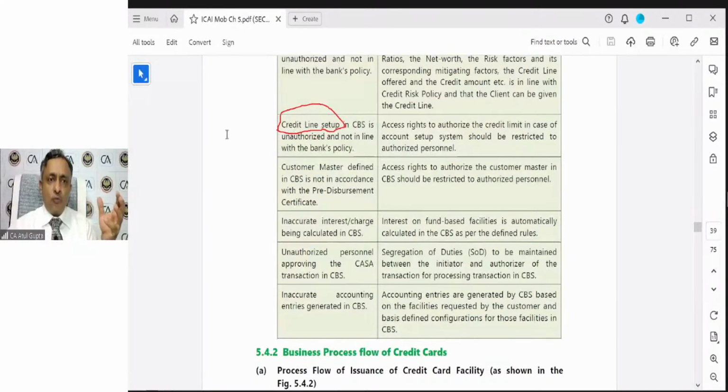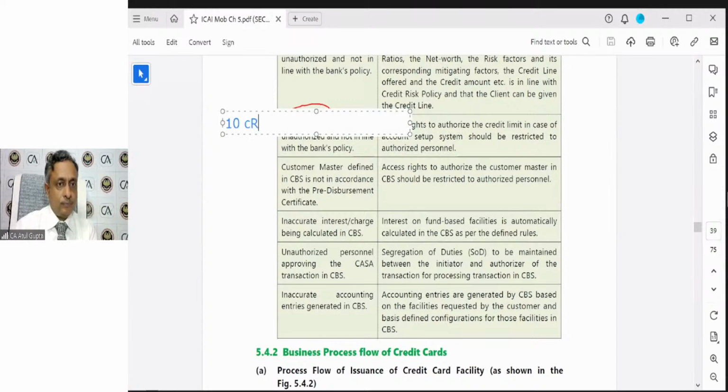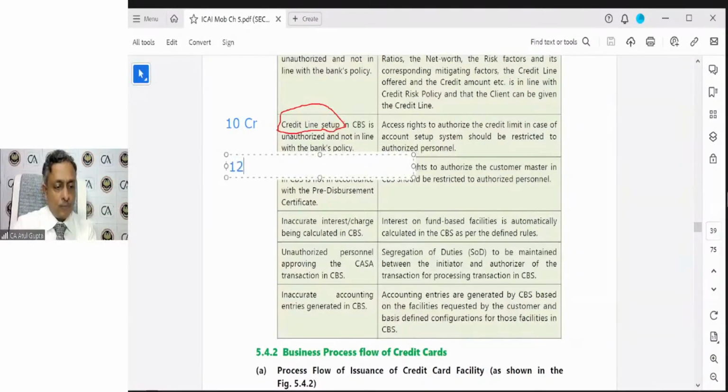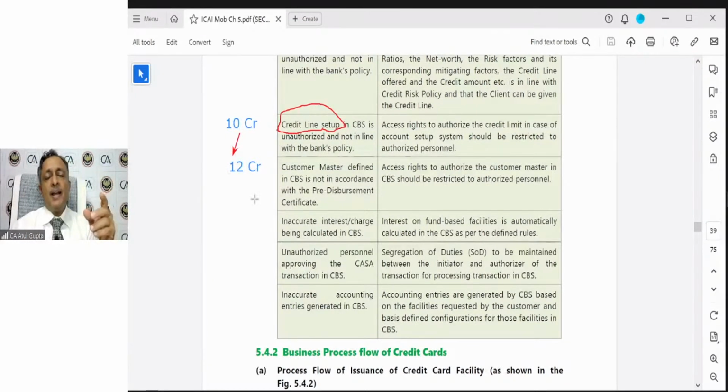Now, I am putting two figures also. Say, for example, let us take the word credit line. What is being done is that the credit line for a customer has been enhanced from 10 crores to 12 crores. So this has to be done in the customer master. This will be done by some person.